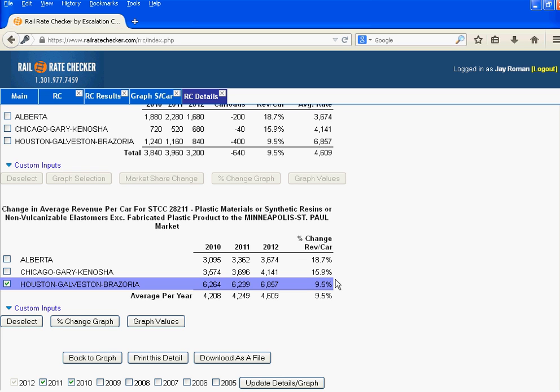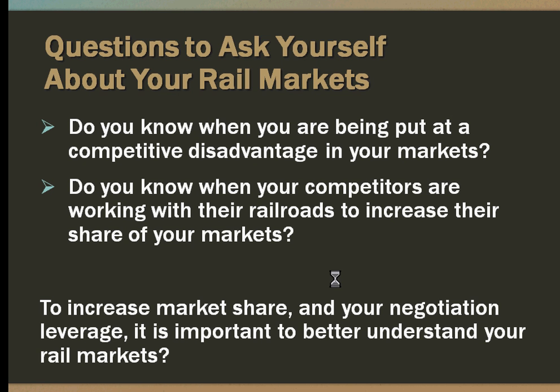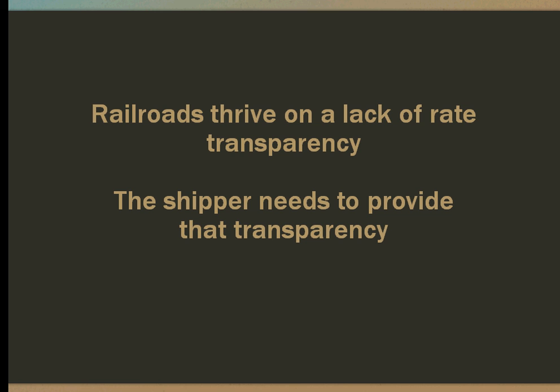And what this is demonstrating is that the railroads appear to be recognizing that the rates are putting them at a competitive disadvantage, but what it's also showing is that in order to capture additional market share, they're going to need to be reducing their rate, not just minimizing rate increases. Railroads thrive on a lack of rate transparency, and what that means is that the shipper needs to provide that transparency. Once you have this type of information on your markets, it makes for much more productive negotiations with railroads.